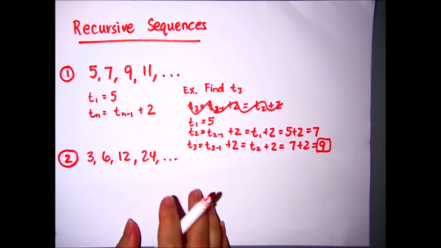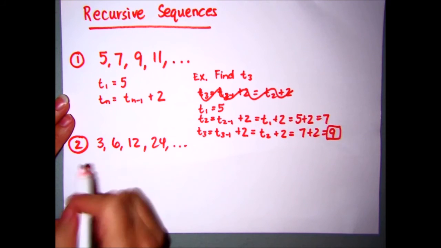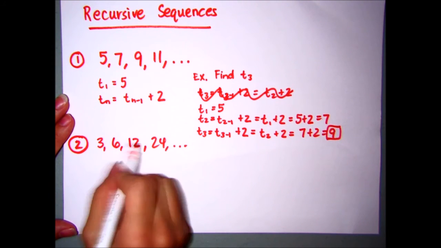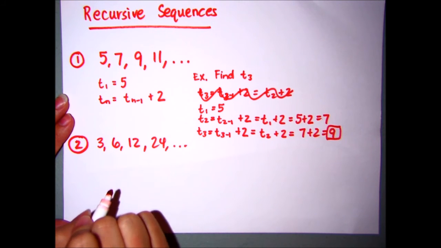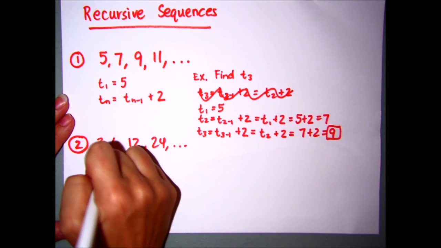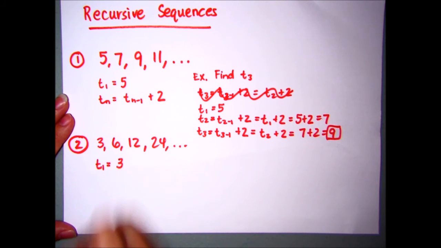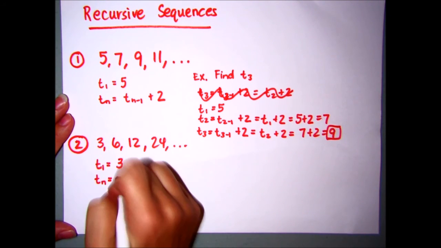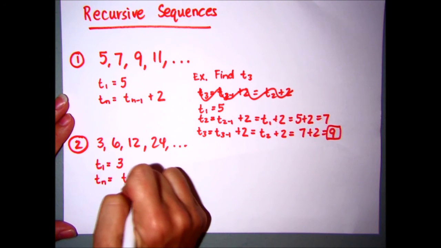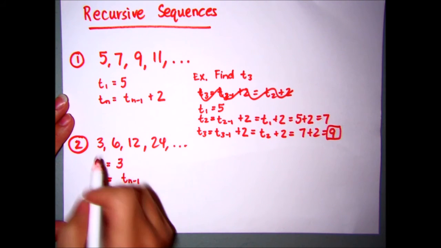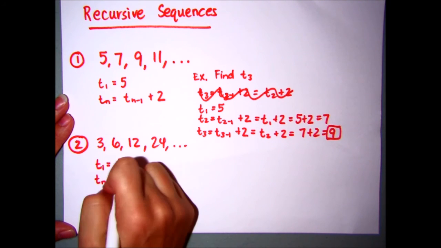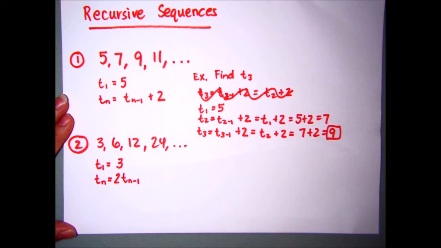Then we also have recursive sequences with our geometric sequences. If you look, we're going to be doing 3 times 2 is 6, 6 times 2 is 12, 12 times 2 is 24. So same rule. You have to start with the first term, and then you're going to write the rule. The term you want is equal to the term before it. And what do you do to the term before it to get what you want? Well, how do I get from 3 to 6? I'm going to multiply it times 2. So it's 2 times the previous term.